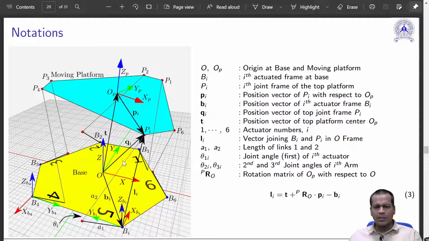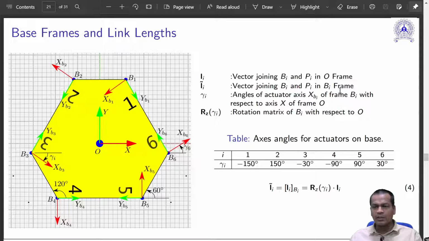Now you just do inverse kinematics of this 3-link manipulator. What will you get? You will get the angle. Once you get that angle, you are done. So one by one you can get all the angles because you know all the top platform locations. So this is how it is done.